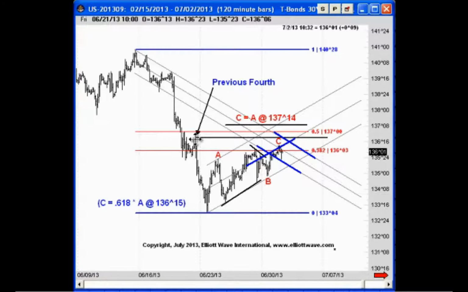The most common relationship in a flat is the same thing, equality. Now, sometimes you see wave C fall a little bit short of that, or even push a little bit beyond it, but equality is what we tend to look for. Now, on this slide here, you can see that equality between wave C and wave A, utilizing the interpretation that we have a running triangle for wave B, comes in at 137.14. But we also have another relationship, where wave C equals a 618 multiple of wave A, and that comes into play at 136.15.